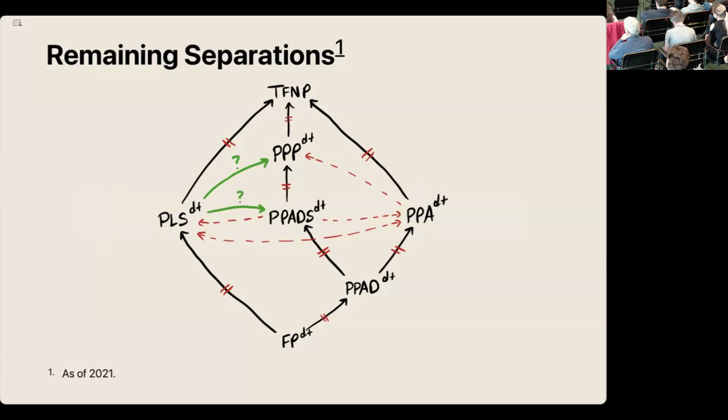So let's start by talking about the new separations. After all this work on black box separations before, the only remaining separations between these classical TFNP classes were these ones here in the black box. Okay, so it was unknown whether or not PLS was contained in PPADS or in PPP.